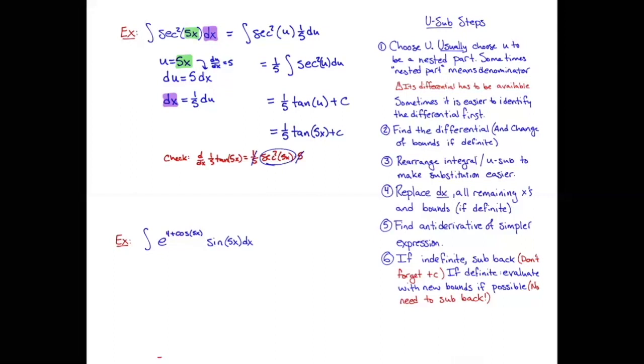I'll leave it for you to use u equals 4 plus cosine 5x to show that the answer to this one is minus 1/5 e to the 4 plus cosine 5x plus c.